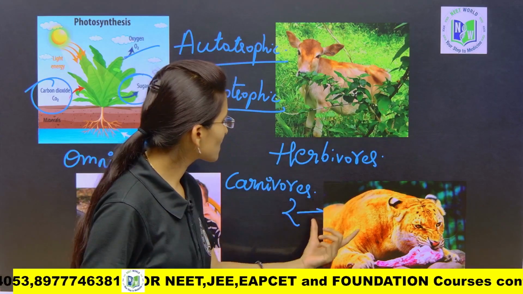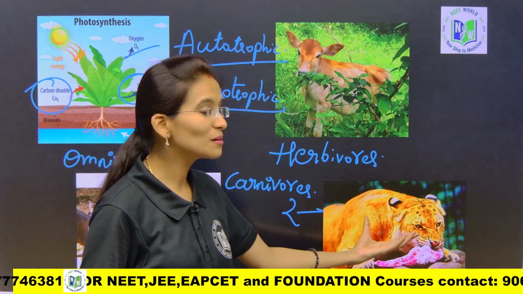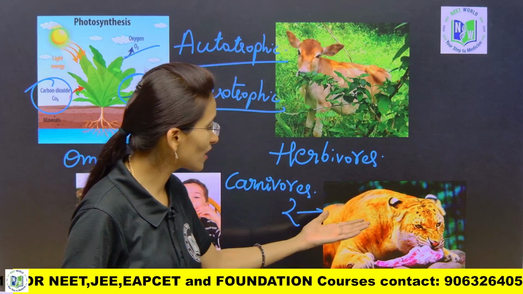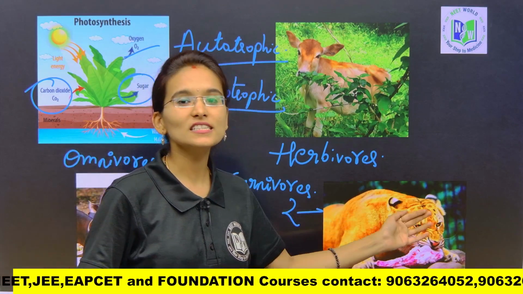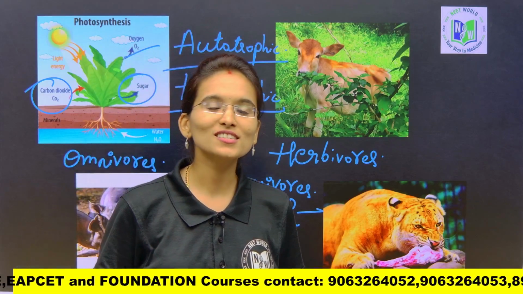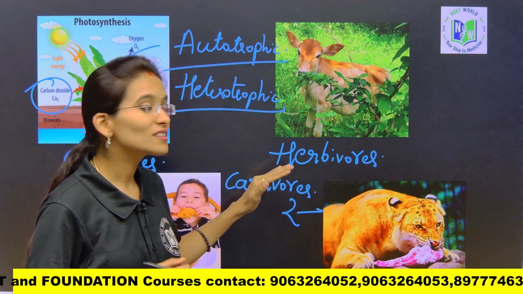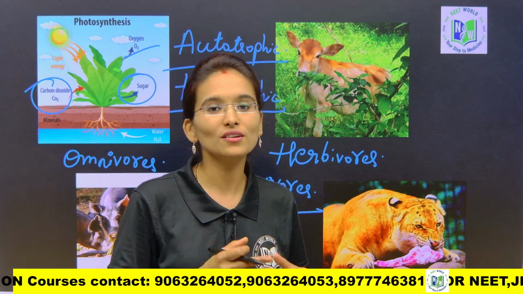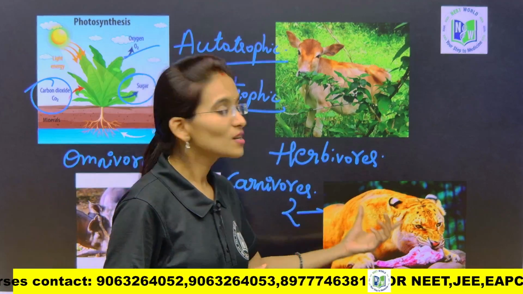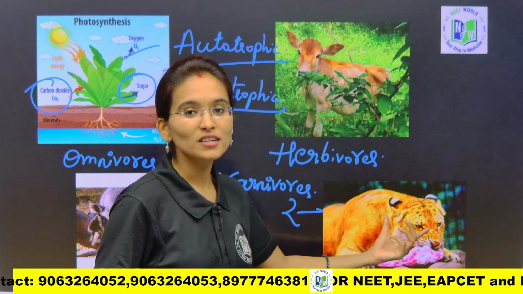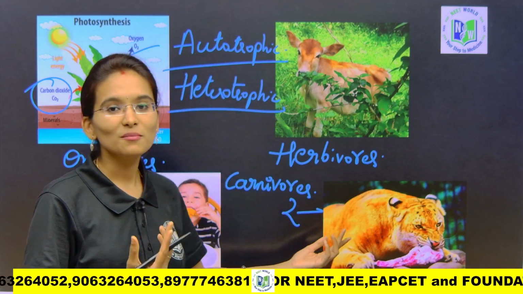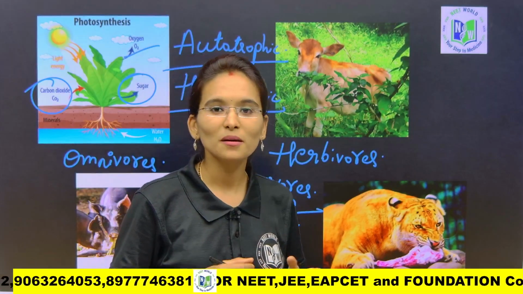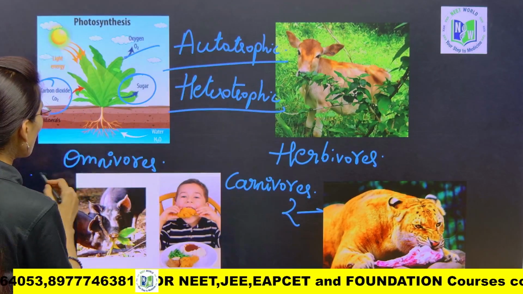And next one is carnivores. By looking at this image, tell me what carnivores are. What is the tiger doing here? It is eating the flesh, right students? So, carnivores are the organisms which consume meat or flesh as their food source. Carnivores are the animals which eat flesh and meat. And next, coming to the omnivores.